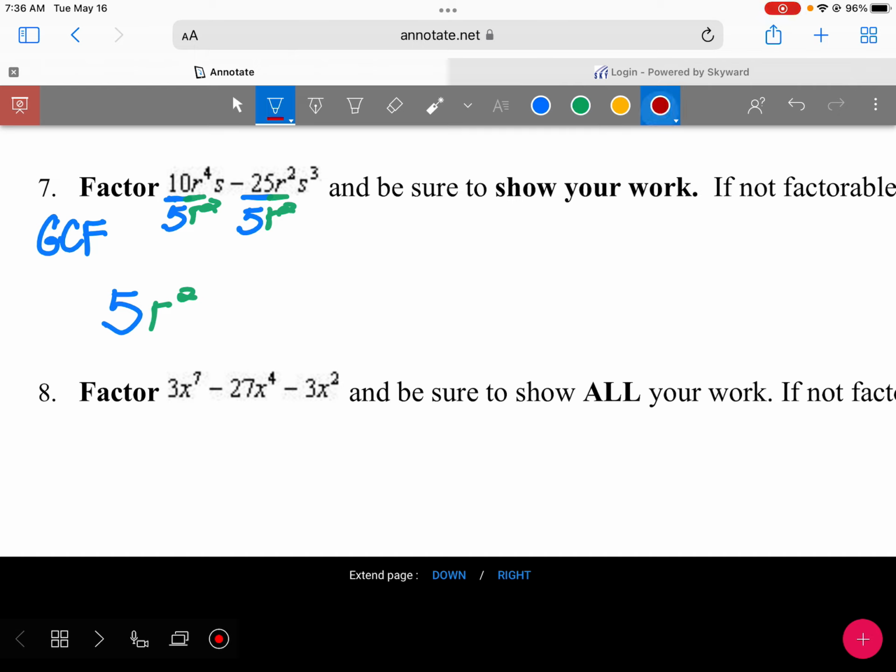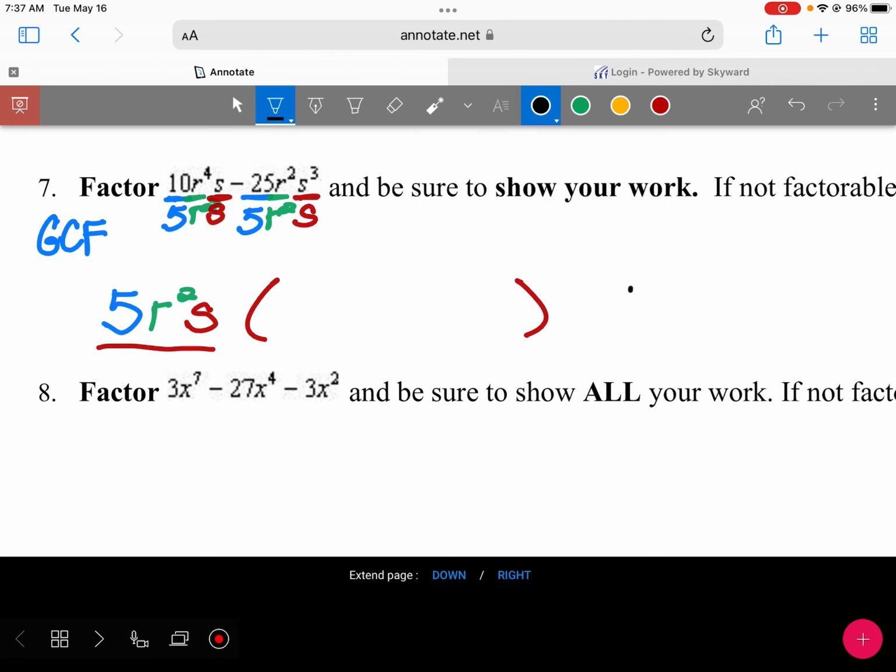And then finally I have an s, and I have an s to the 3rd power. What can I factor out there? Juanita, what do you think? Need some help? Anybody? S, right. An S. Now, if they just asked for the greatest common factor, that's what it would be. But now I need to say, okay, what do I have left?